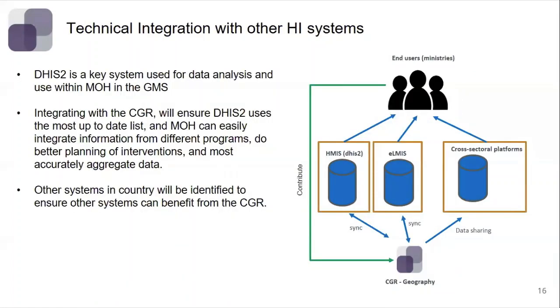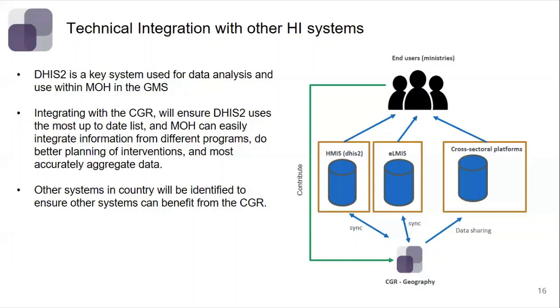And finally, we are looking for integration with DHIS2 as the main priority system for integration within the CGR. This is because DHIS2 is widely used by the Ministers of Health in the GMS for their HMIS systems, vaccinations, malaria, health statistics, etc. So this CGR connection with DHIS2 will be key to ensure the Minister of Health can use the most up-to-date list for the programmatic work and intervention delivery and planning.